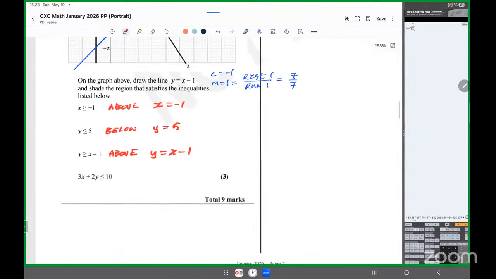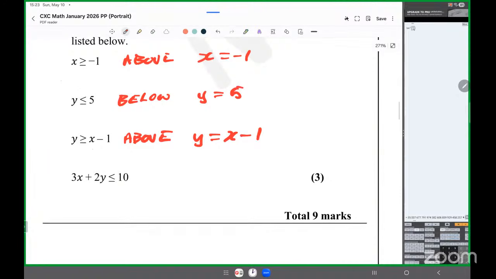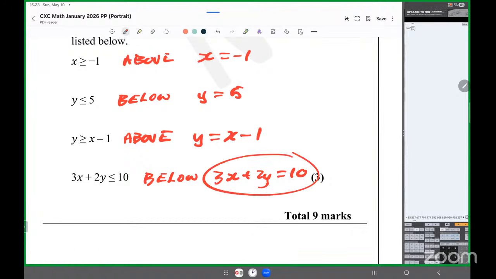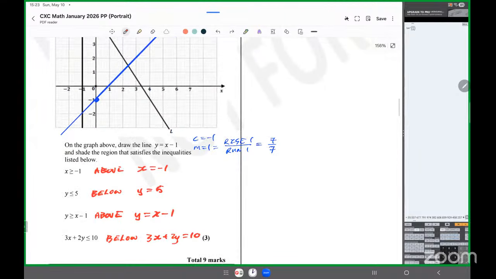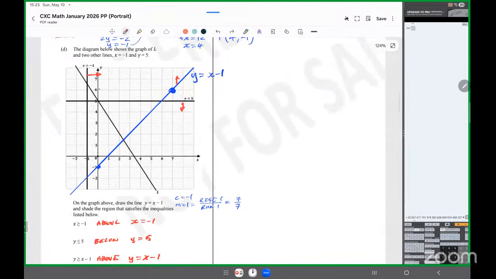Let's go for the last one. So this one now, the y on the left side of the inequality is positive. So this less than means below. So this means below the line 3x plus 2y equals 10. I need to go below this line, and that's the line that we had before. This black line here, so we need to go below it. I'm going to put the arrow pointing down.